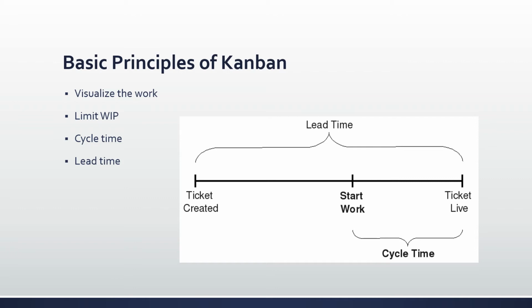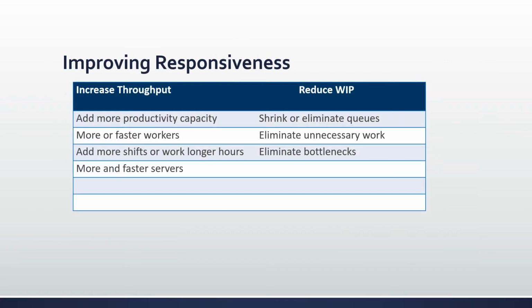So cycle time begins when a work item starts being actively worked on by someone. And the lead time begins when a work item is initially requested and becomes visible in the work tracking system. Both cycle time and lead time end at the same time, when the work is complete and delivered to the customer. So, improving responsiveness: there are 2 ways to reduce cycle time. You're either increasing throughput or reducing WIP.